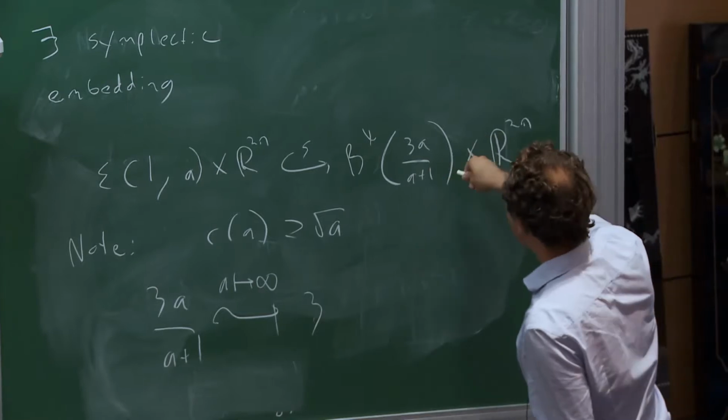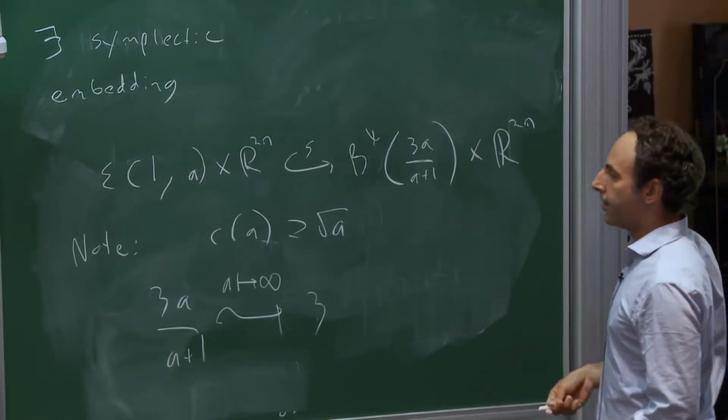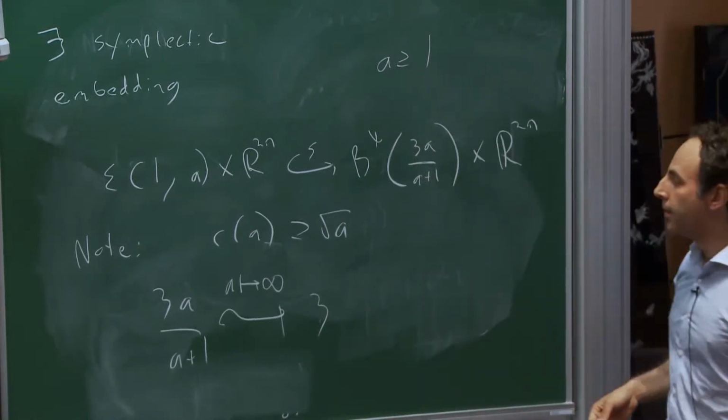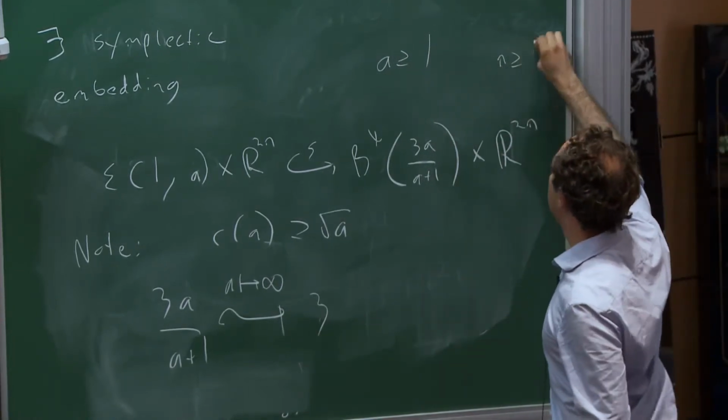So by the way, if you're not used to thinking of this, what's the statement? Yeah, A is bigger than 1, and n is bigger than 1. Yeah, that's right.